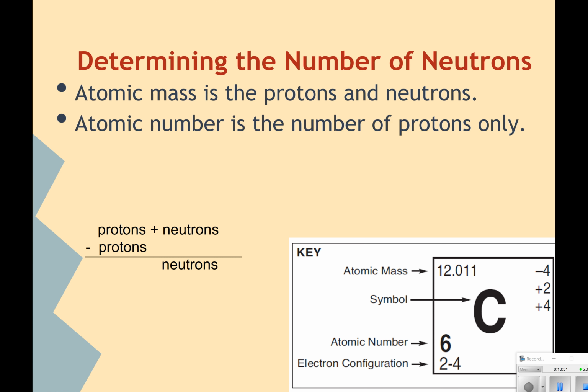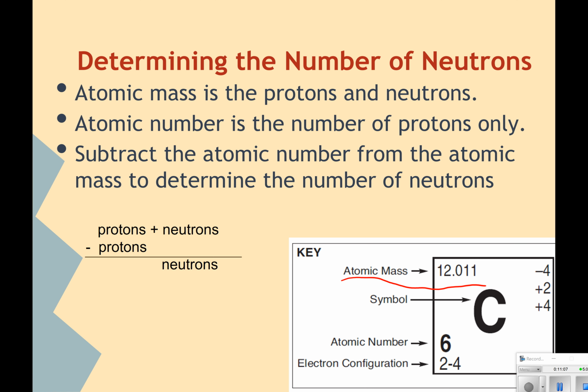Now, to determine the number of neutrons, we have to take a look at the atomic mass. The atomic mass represents all of the mass in the atom, which is otherwise just the nucleons, or the protons and neutrons. And we know that the atomic number is the number of protons only. So if we subtract those two, then we can determine the number of neutrons.